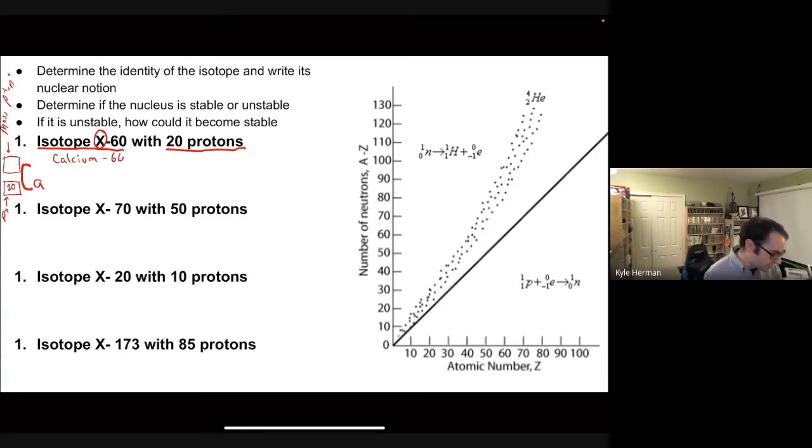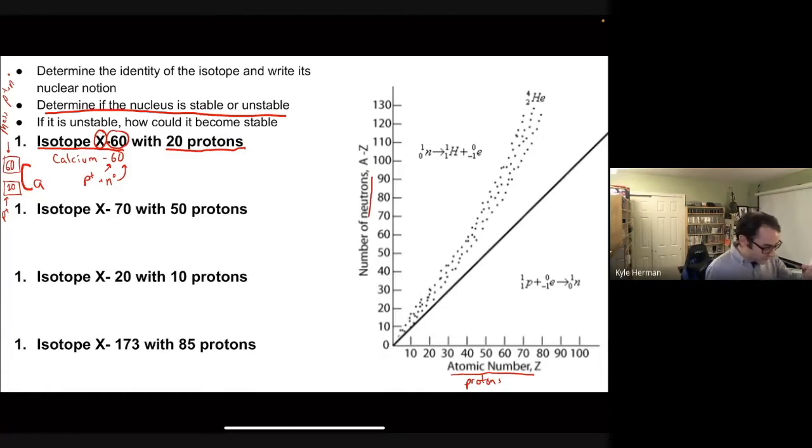All right. And this 60 is representing the top number, which means that the 60 is the protons and the neutrons together. So that's all the information about what we're given here. And it says determine if the nucleus is stable or unstable. Now, before we can do that, we need to know the atomic number, which is the number of protons, and then we need to know the number of neutrons.